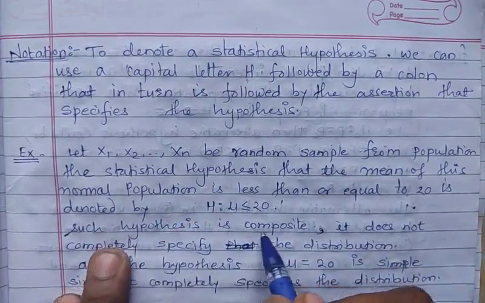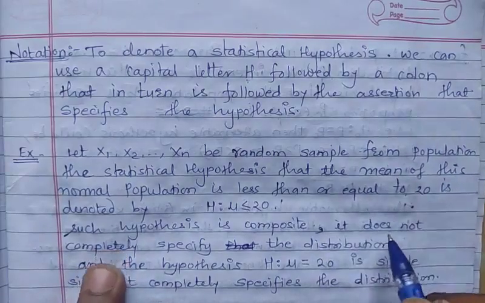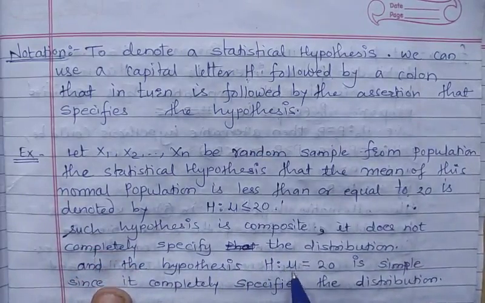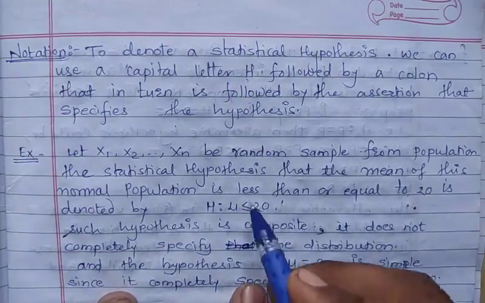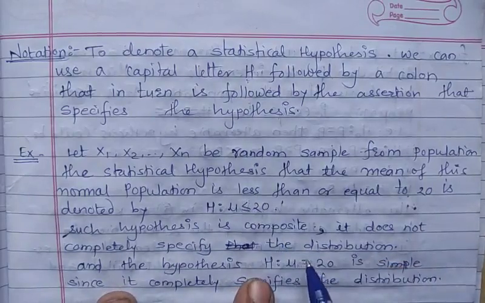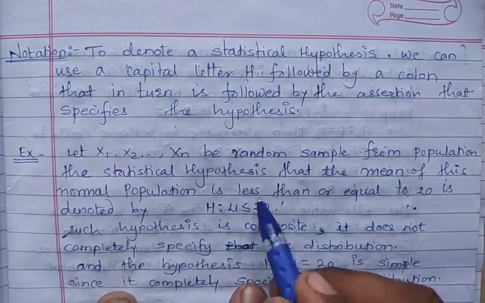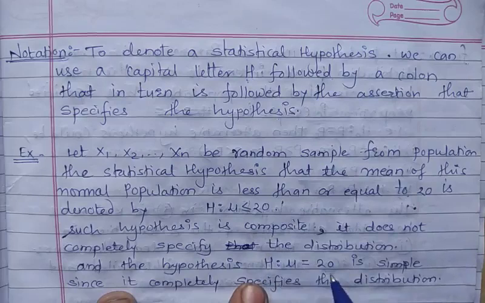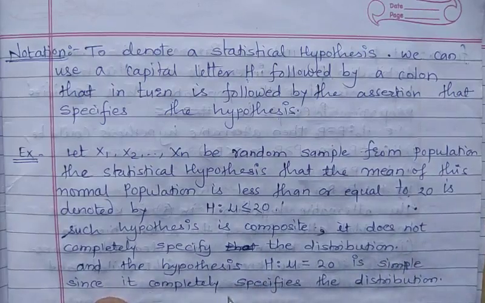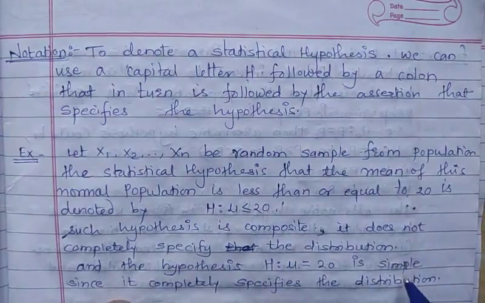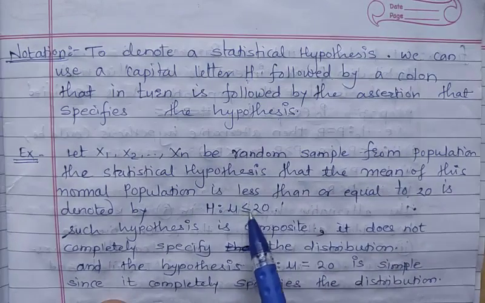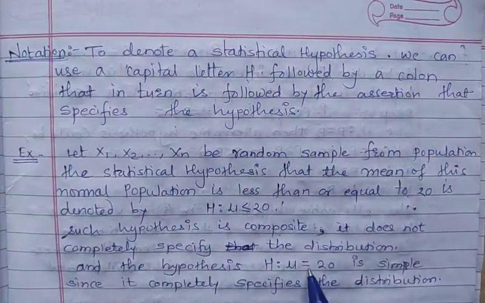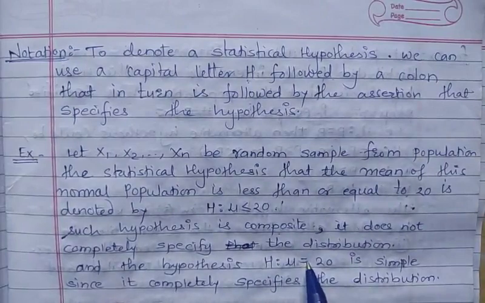Such a hypothesis is composite, as it does not completely specify the distribution. The hypothesis H colon mu equal to 20 is simple, because here we have equality and there we have inequality. So this is the composite hypothesis and this is the simple hypothesis, since it completely specifies the distribution. If mu is greater than or equal to, or less than or equal to some value, that's a composite hypothesis, and if equality is given directly, that's a simple hypothesis.